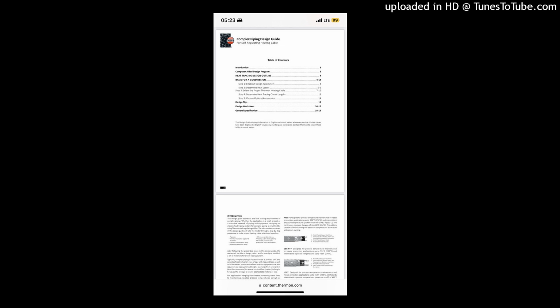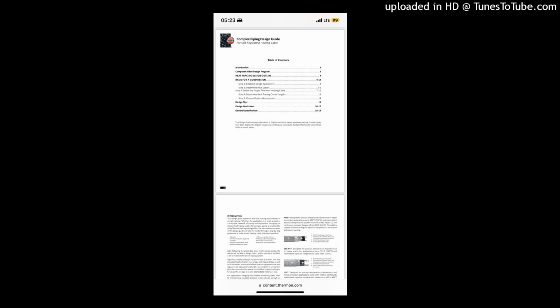HTSX, designed for process temperature maintenance or freeze protection applications up to 302 Fahrenheit, 150 Celsius, and intermittent exposure temperatures, power on or off, of 482 Fahrenheit, 250 Celsius, and continuous exposure, power off, up to 400 Fahrenheit, 204 Celsius. The cable is capable of withstanding the exposure temperatures associated with steam purging. 1. Nickel-plated copper bus wires. 2. Semiconductive heating matrix and fluoropolymer dielectric insulation. 3. Nickel-plated copper braid.